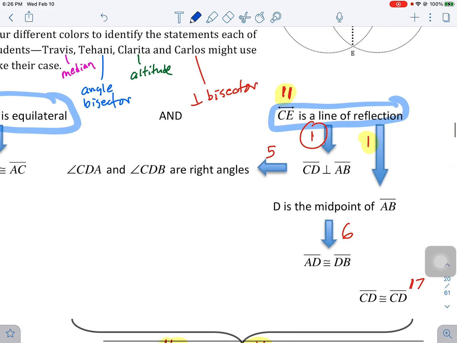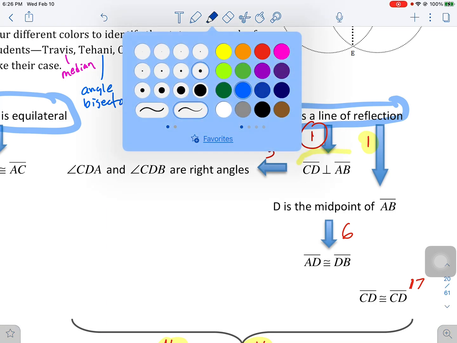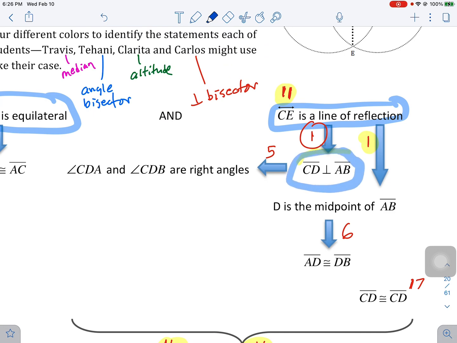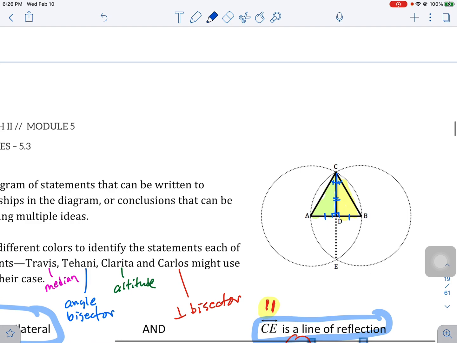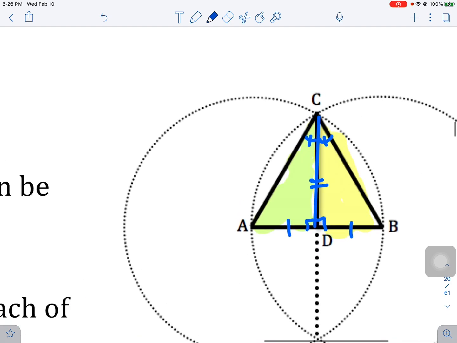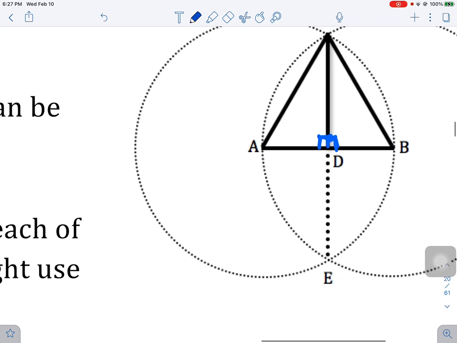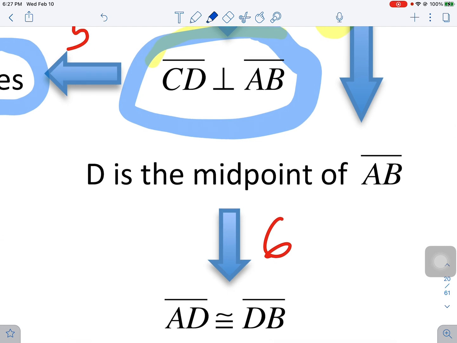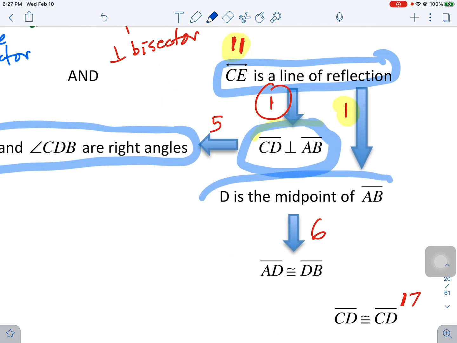So the next thing we need to do is say, because CE is a line of reflection, then we can say that CD is perpendicular to AB, and we know that perpendicular means that CDA and CDB are right angles. So now, looking at our diagram, we are able to show that these two angles are right angles, and therefore, because they're right angles, they're congruent. The next part that we can use is the fact that D is the midpoint of AB.